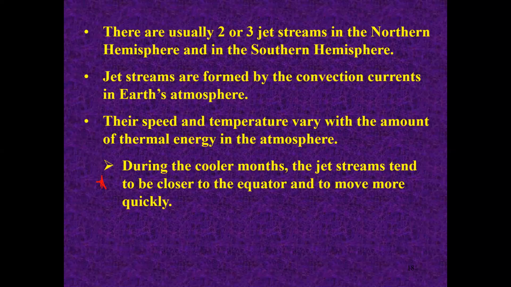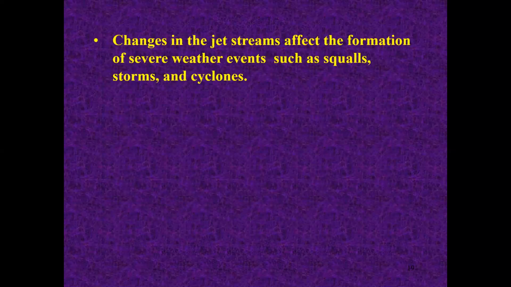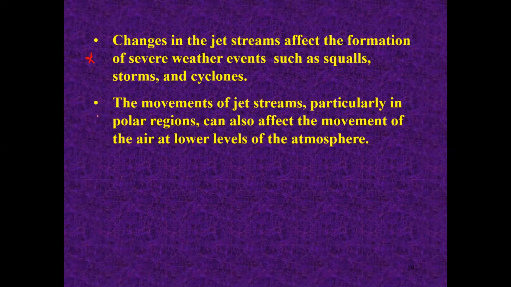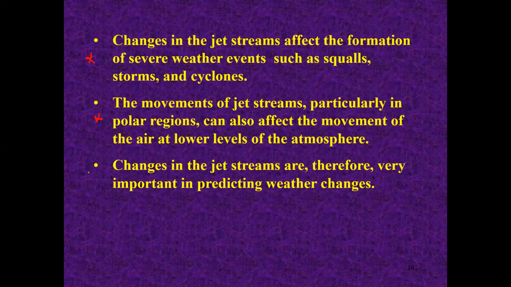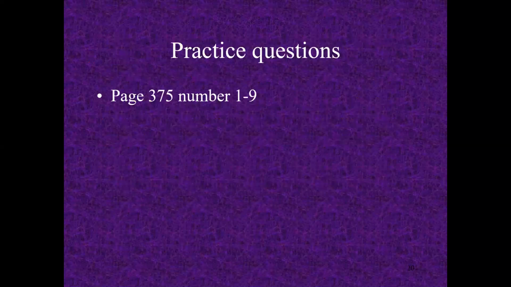Changes in jet streams affect the formation of severe weather. Movement of jet streams, particularly in polar regions, can also affect the movement of air at the lower levels. Changes in the jet streams are therefore very important for predicting weather. And that picture I showed you of the jet stream dipping down, it actually dips even further down now with climate change. And that's affecting moisture, how much area is getting rain or too much rain, that sort of thing.